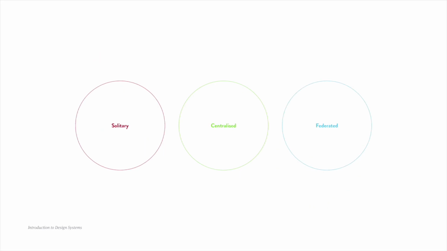In a nutshell, there are 3 models teams can follow to create and sustain a design system: solitary, centralized, and federated. Solitary is when one team shares their system with another team. Not a great option because, as I was saying earlier, a system must be tailored to the specific needs of the team or the company. So using another team's system might be okay to begin with, but it won't work in the long run.